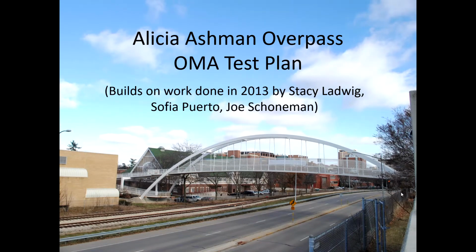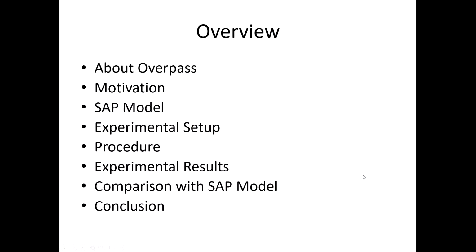For your final project this year, our goal will be to perform a test on this bridge on campus at UW-Madison. It's called the Alicia Ashman Overpass. Most of us just know it as the Wobbly Bridge over by Babcock. And our goal will be to perform a test to measure the natural frequencies and mode shapes and understand why the bridge wobbles. So, a little more detail.